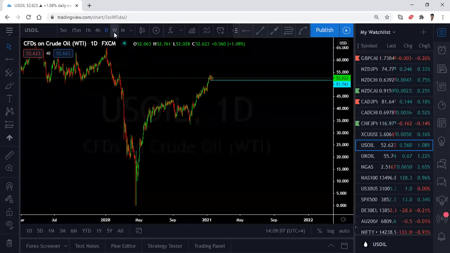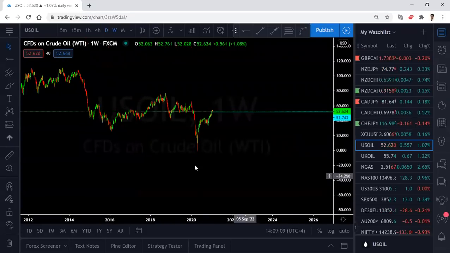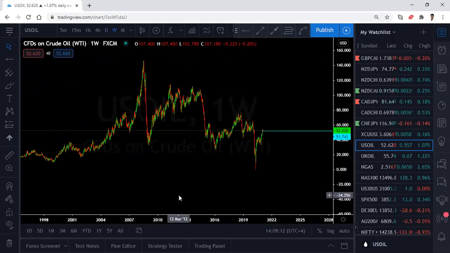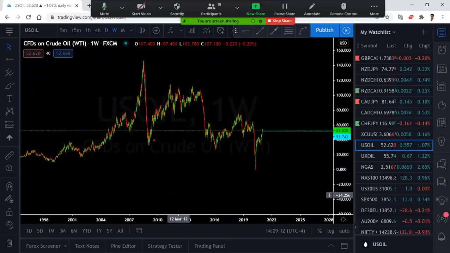So oil long-term view. If you look at this bigger one, the long-term view is 2, 1, this could be a running flat, and we come back down. That's the first option we're looking at.